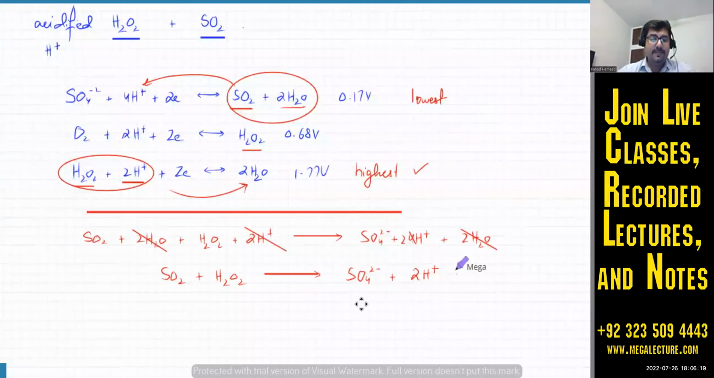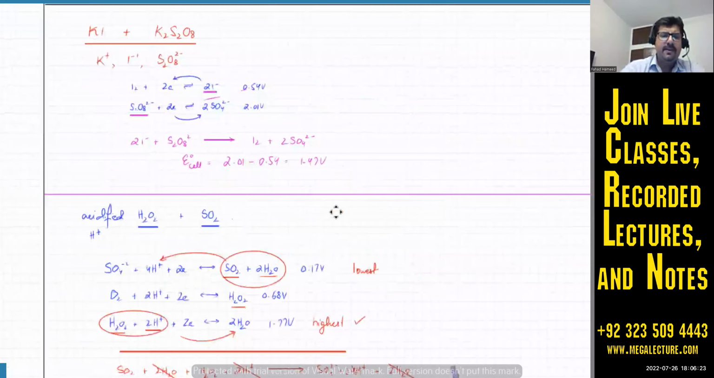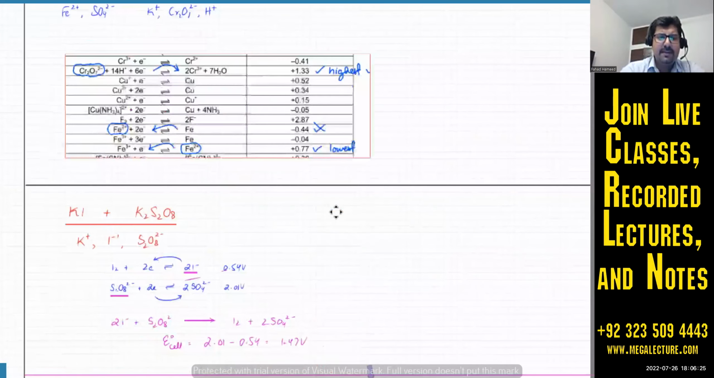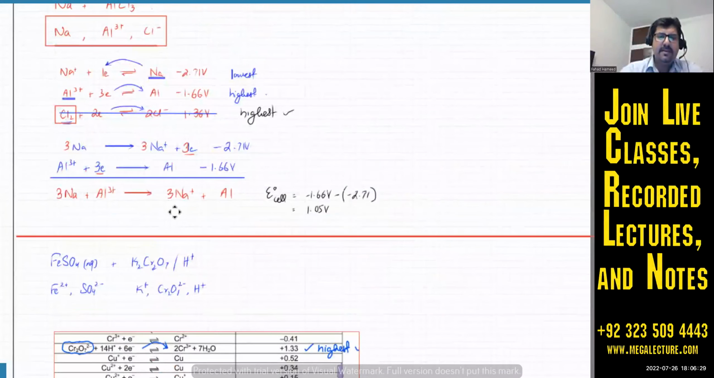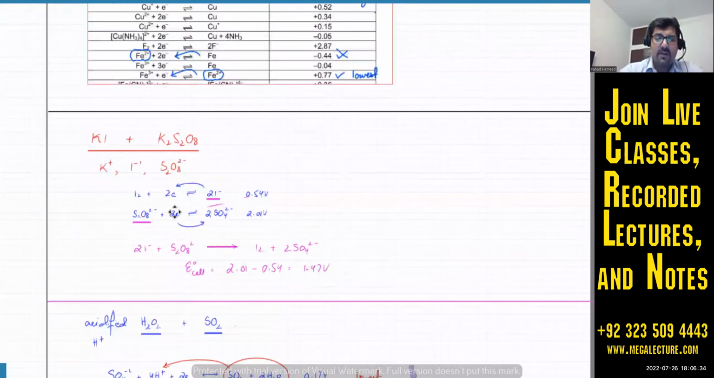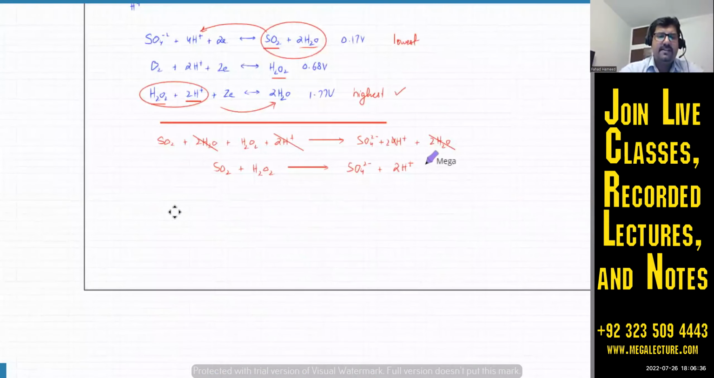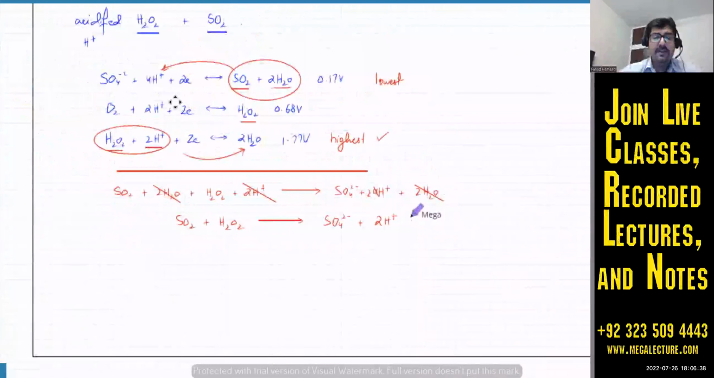Remember this: when you make the overall equation, before, what we used to do was waste time by writing them out separately first and then adding them up. You can just ignore that step and add it in one go. Look at the reactants of both, and just make sure that the number of electrons on both sides are equal.